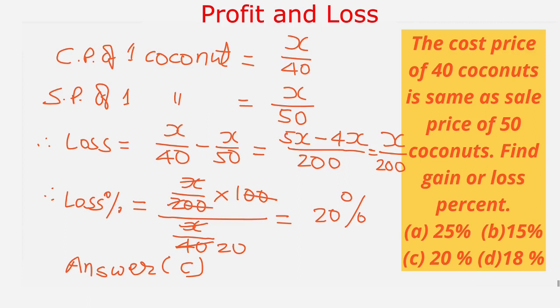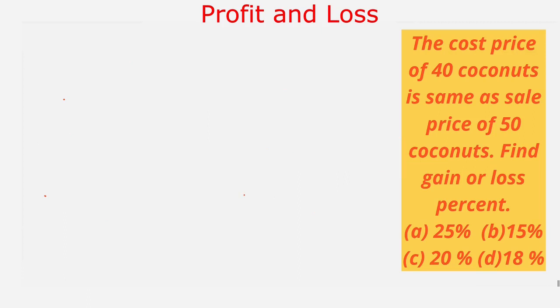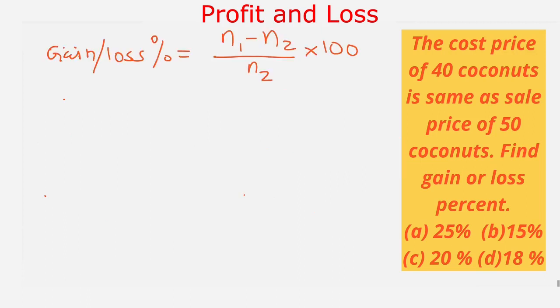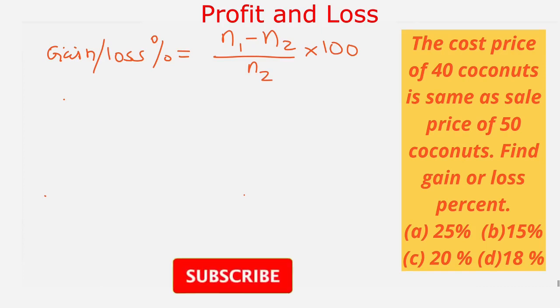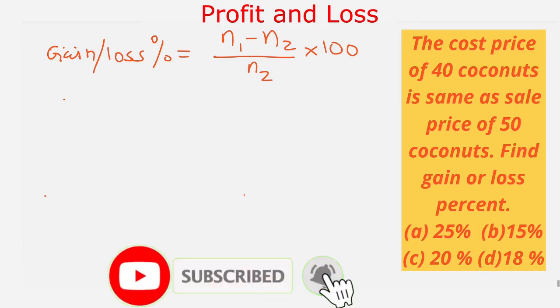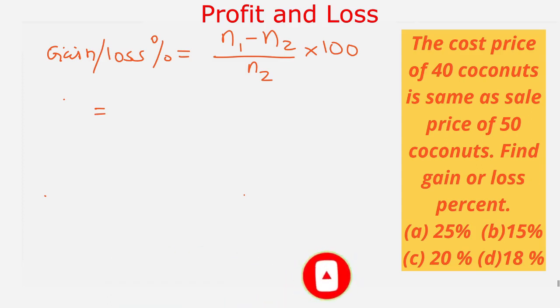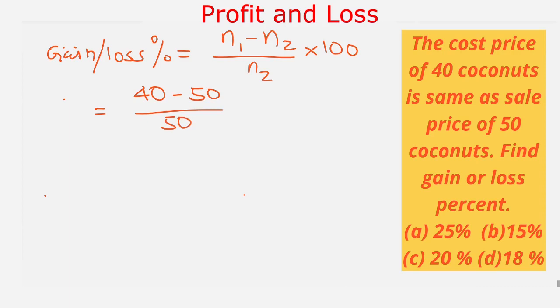Now we solve this question by the shortcut method. Our shortcut formula is (N1 minus N2) divided by N2 into 100. Here N1 is the number of articles of cost price and N2 is the number of articles of selling price. We put the values. Here N1 is 40 and N2 is 50. So this is (40 minus 50) divided by 50 into 100.